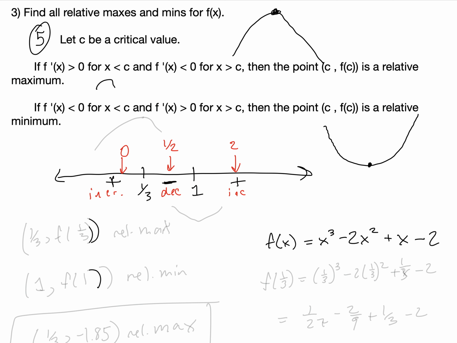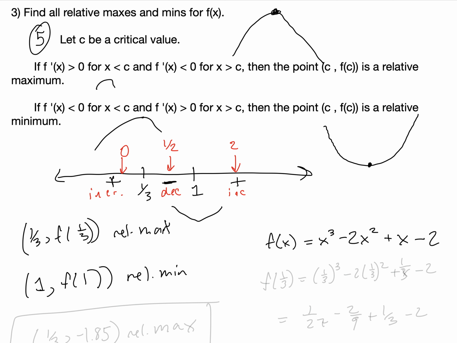So we can use that number line that we found above to find all relative maxes and mins for f of x. So based on our number line, because the function was increasing up to 1/3, and then decreasing afterwards, that means (1/3, f of 1/3) is going to be a relative max because we were increasing and then decreasing. And (1, f of 1) is going to be a relative min because, again, we were decreasing and then increasing. Our derivative was negative and then our derivative was positive.